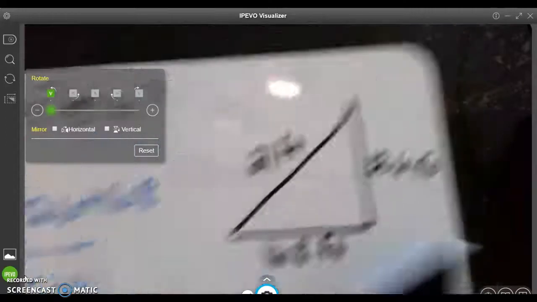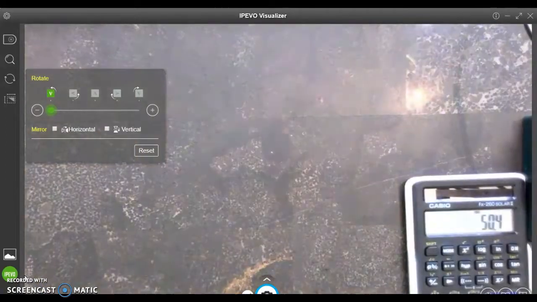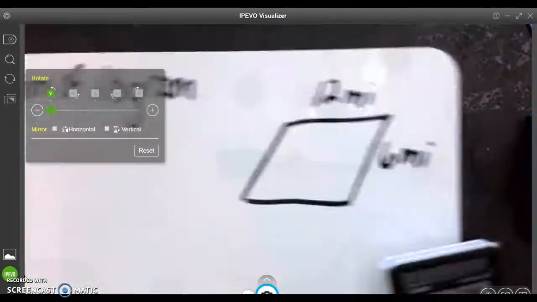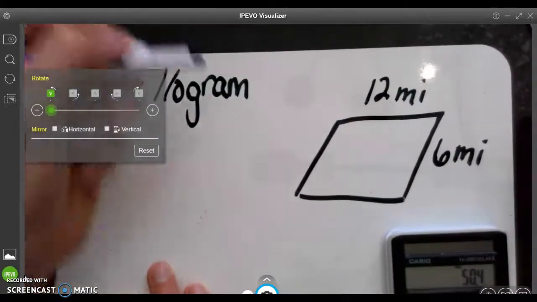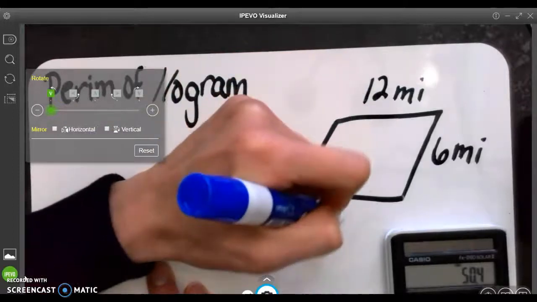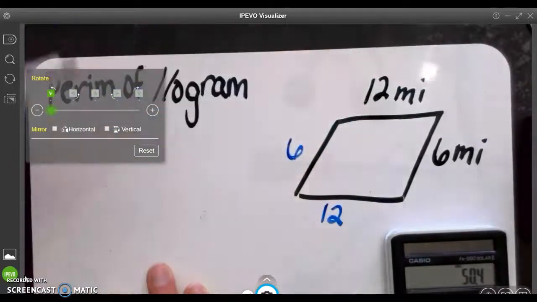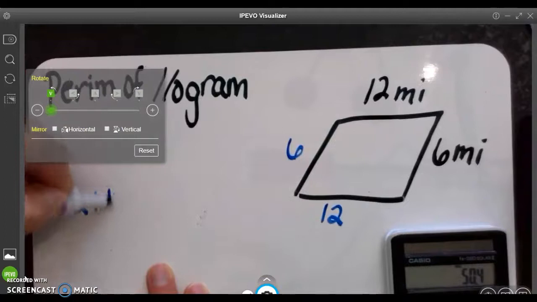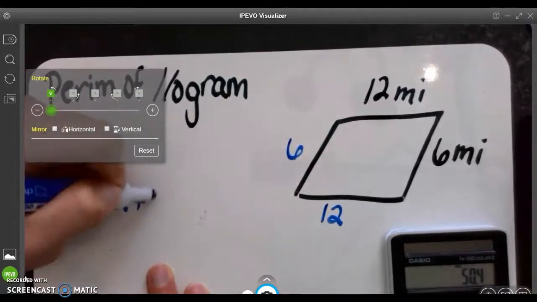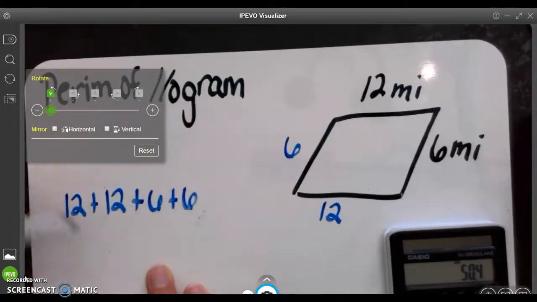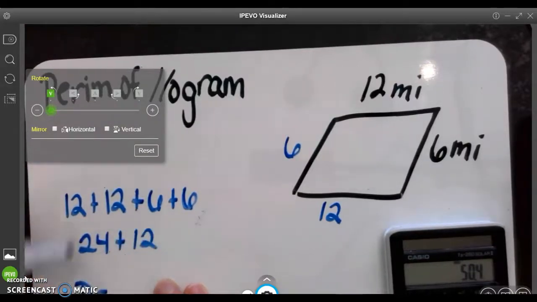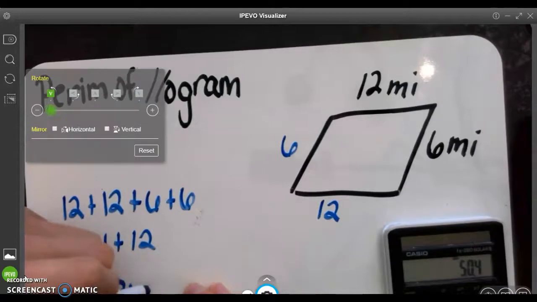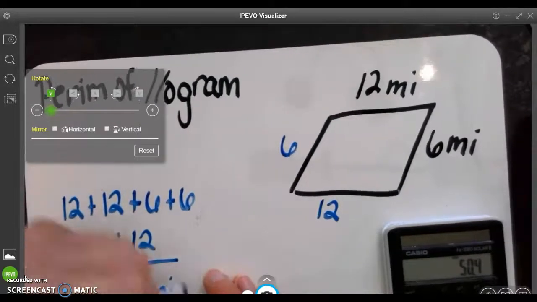And then the last one I'm going to show you is a parallelogram. And just like with the rectangle, the top and bottom are the same. The left and right are the same. So in this one I have 12 plus 12, top and bottom, 6 plus 6, left and right, so 24 plus 12. So my perimeter here is 36 miles.